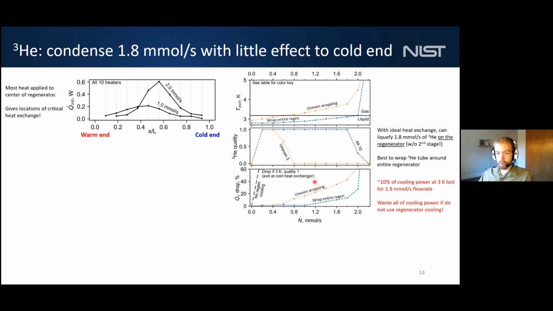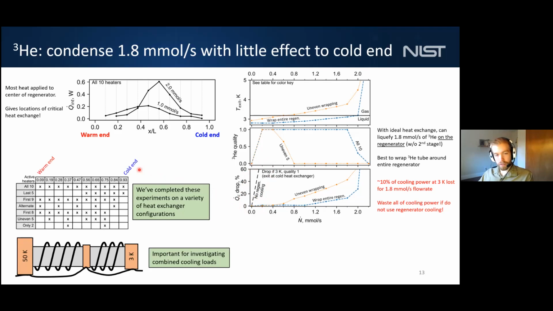And this bottom subplot, we're showing the drop in cooling power at the 3 Kelvin plate. So this is essentially what you pay for this helium-3 flow rate. And at this very high helium-3 flow rate, you were only paying 10% of the cooling power at 3 Kelvin. And you can compare this to this dashed black line here on the left. This is if you didn't use regenerator cooling, how much helium-3 you could condense. You could condense only a very small helium-3 flow rate, and you're going to use up all of your cooling power at 3 Kelvin to do that.